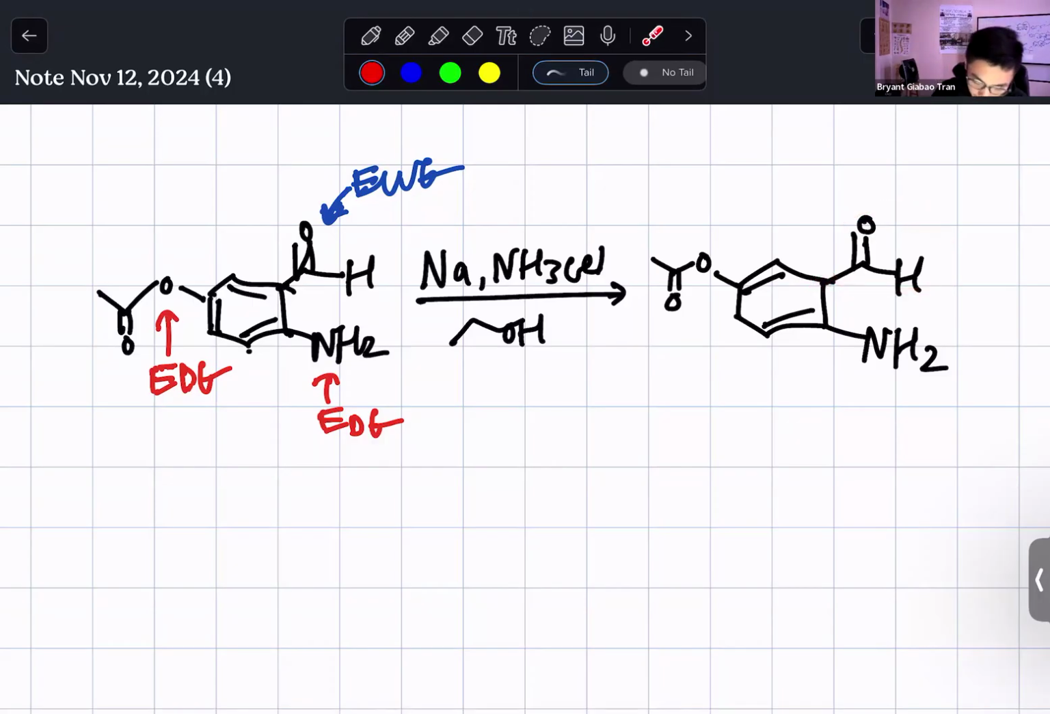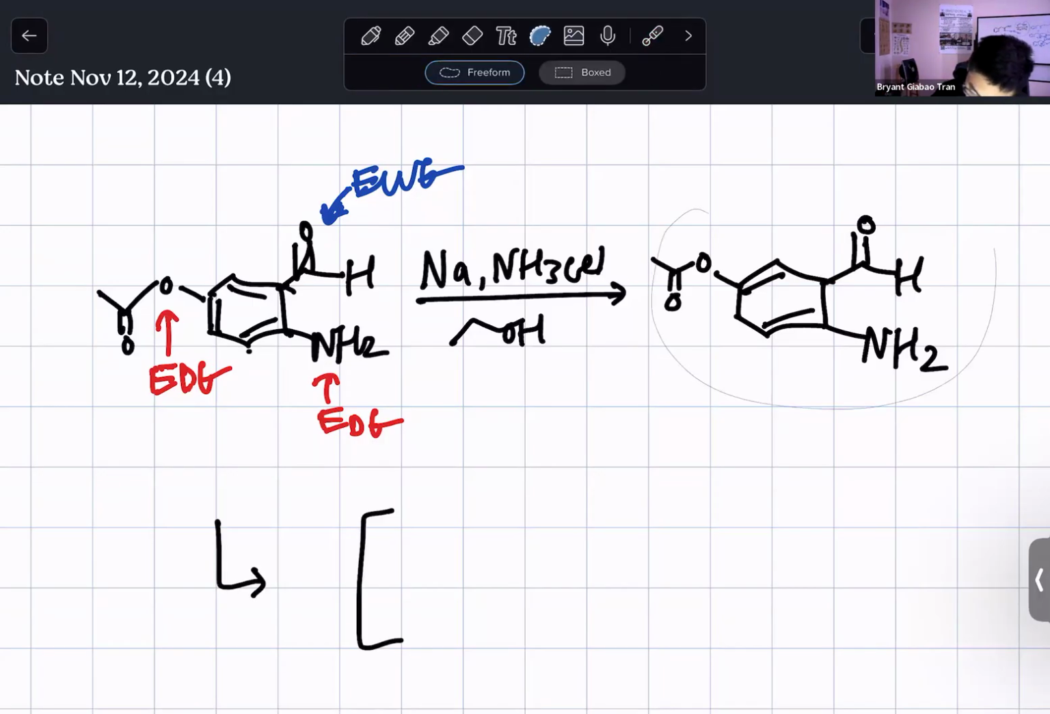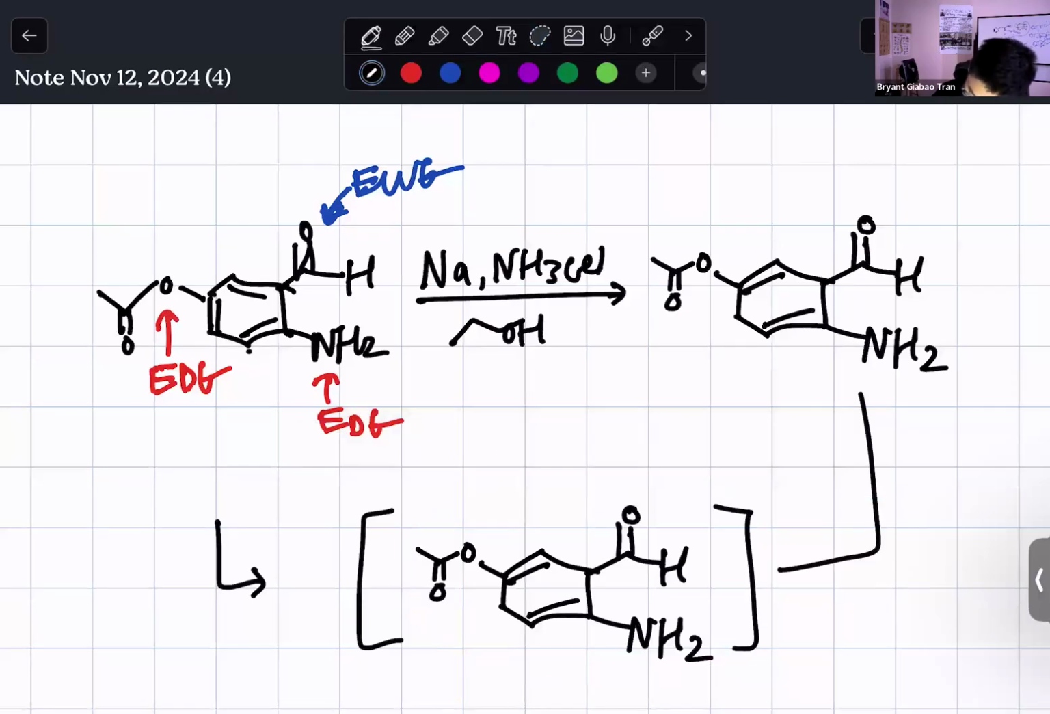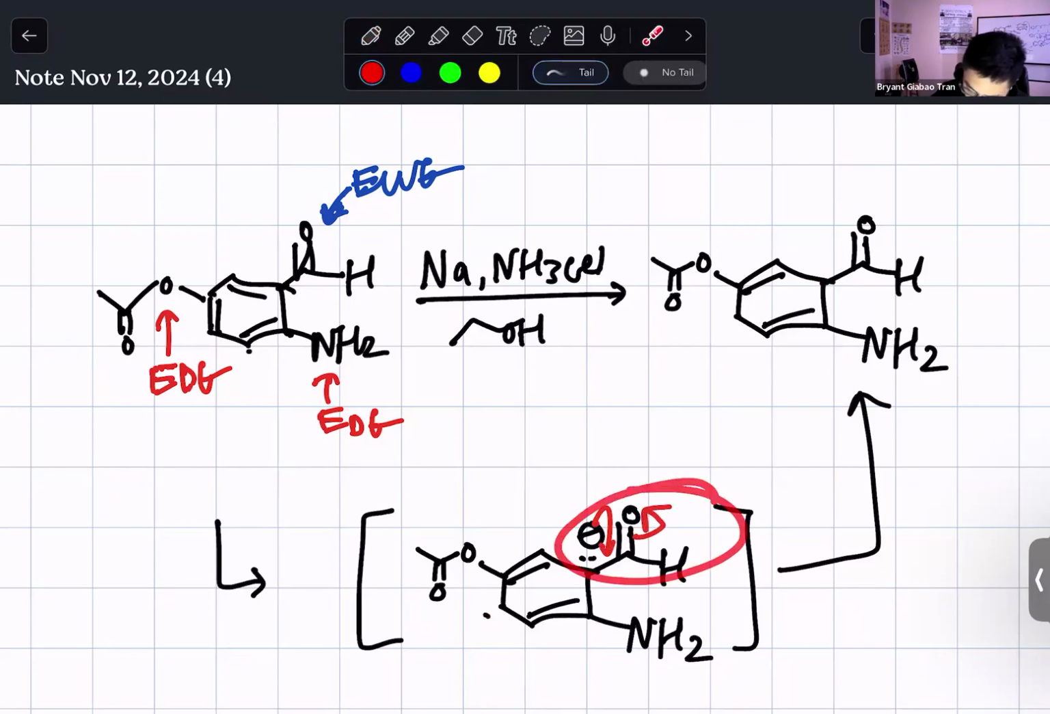Because if we think about the intermediate here, the negative charge is on what used to be the sp3 carbon, and that negative charge is more stabilized by the EWG here because it can do resonance with the EWG, and it wants to stay as far away as possible from the EDGs because like charges repel each other, opposite charges attract.